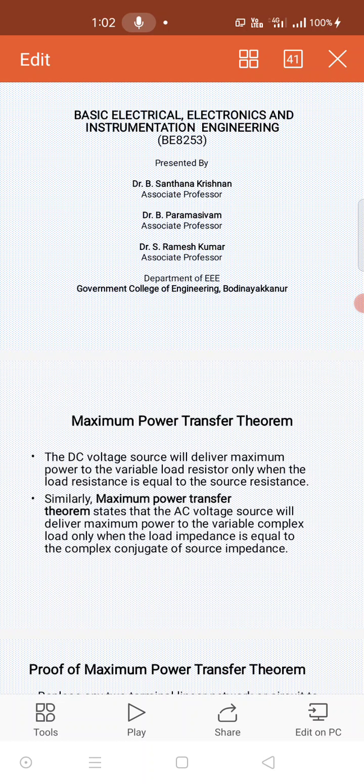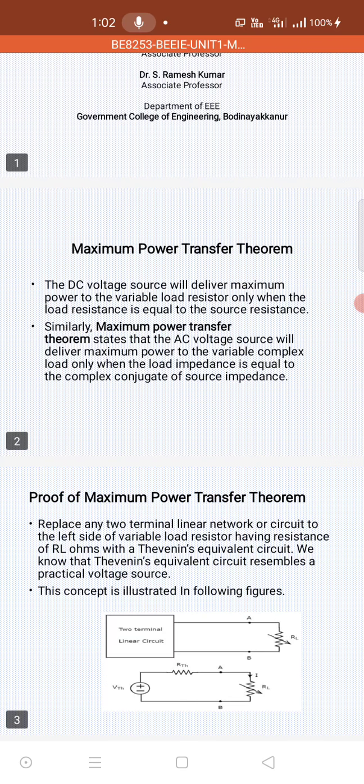The maximum power transfer theorem states that a DC voltage source will deliver maximum power to the variable load resistor only when the load resistance is equal to the source resistance. Similarly, for an AC voltage source, it will deliver the maximum power to a variable complex load only when the load impedance is equal to the complex conjugate of the source impedance. So this theorem can be applied for DC sources as well as AC sources.